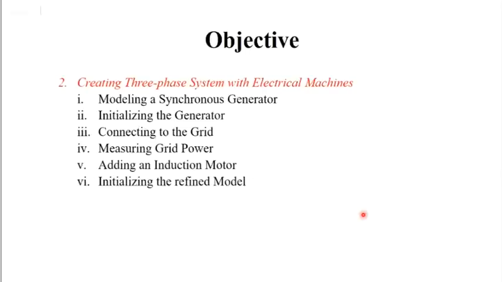The second one is creating a three-phase system with an electrical machine. In this, first we are going to model a synchronous generator. Then we initialize the generator and connect it to the grid. Then we measure the power of the grid, and then add an induction motor as a load.